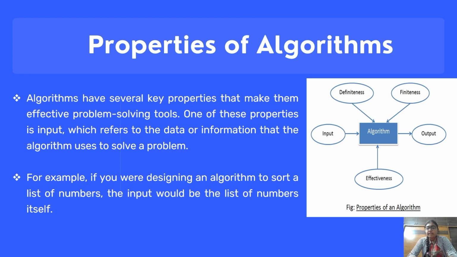Properties of algorithms. Algorithms have several key properties that make them effective problem solving tools. One of these properties is input, which refers to the data or information that the algorithm uses to solve a problem. For example, if you were designing an algorithm to sort a list of numbers, the input would be the list of numbers itself.